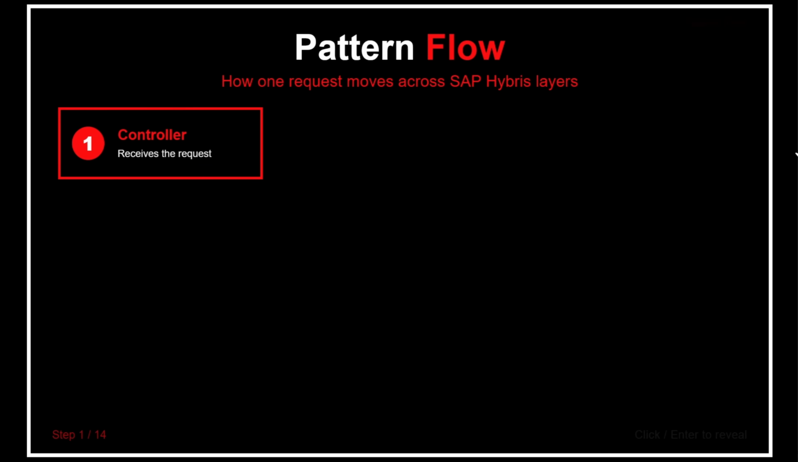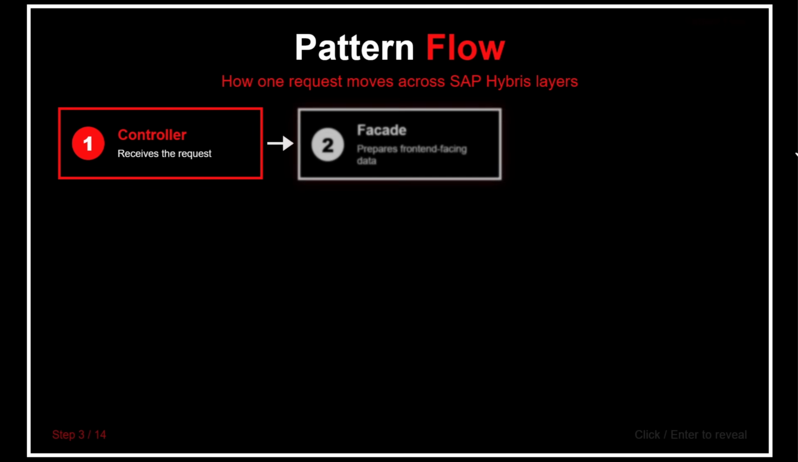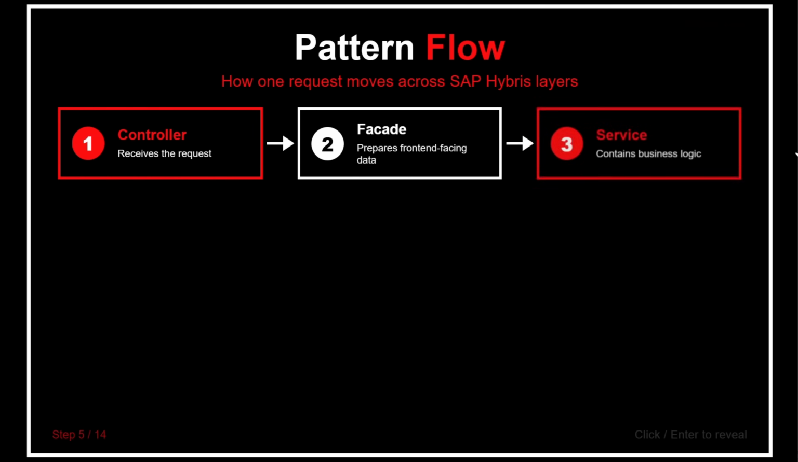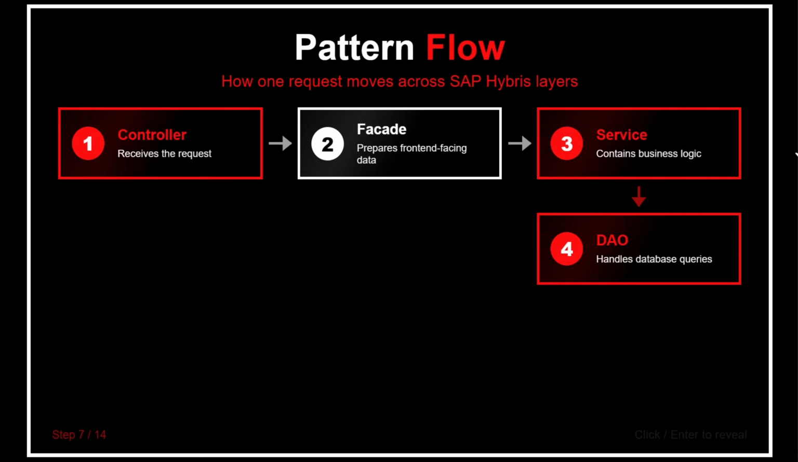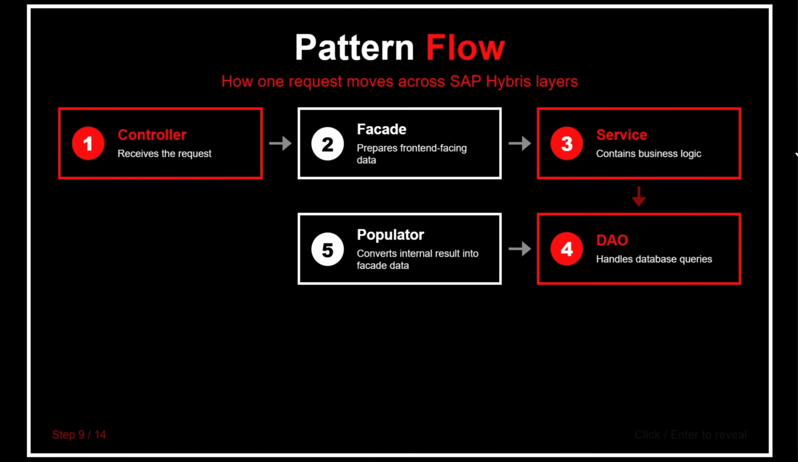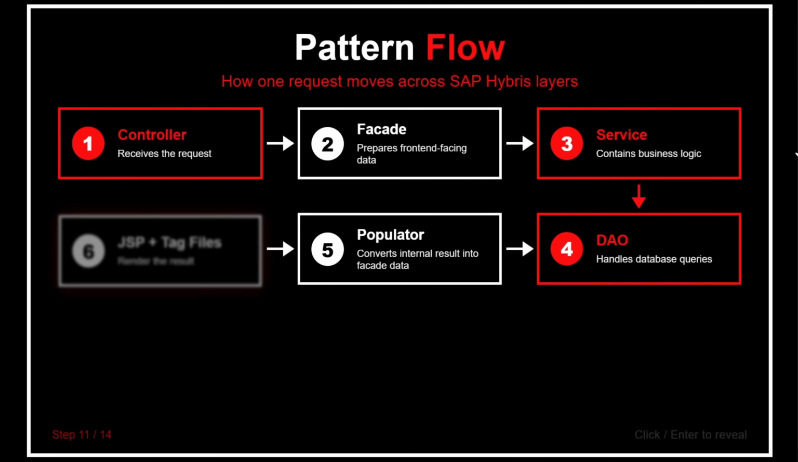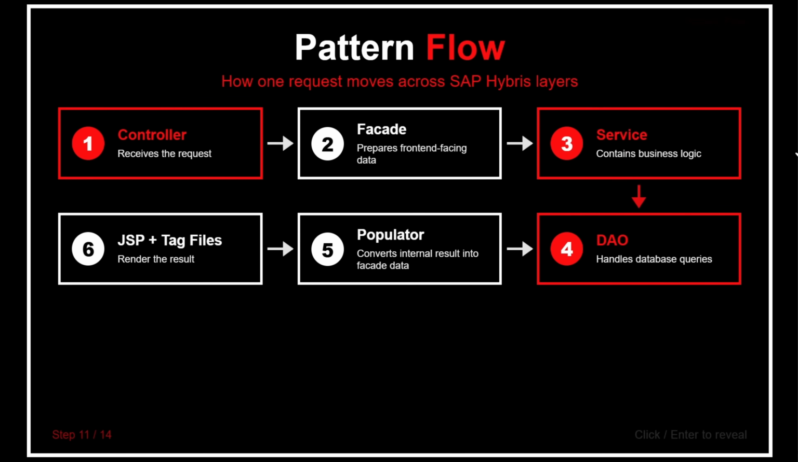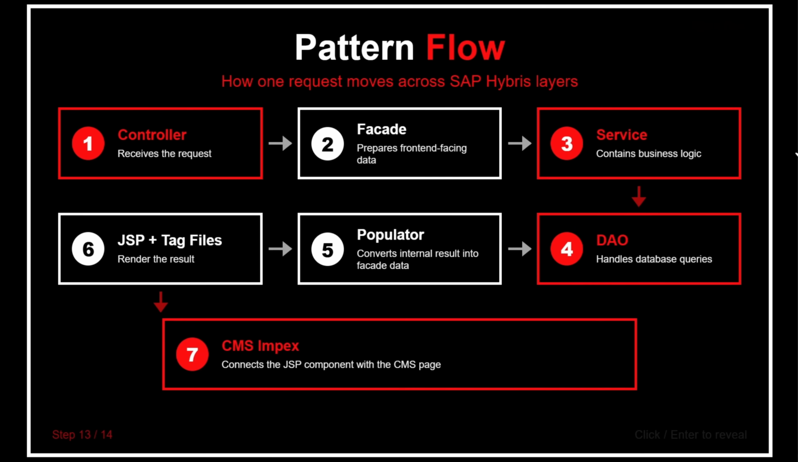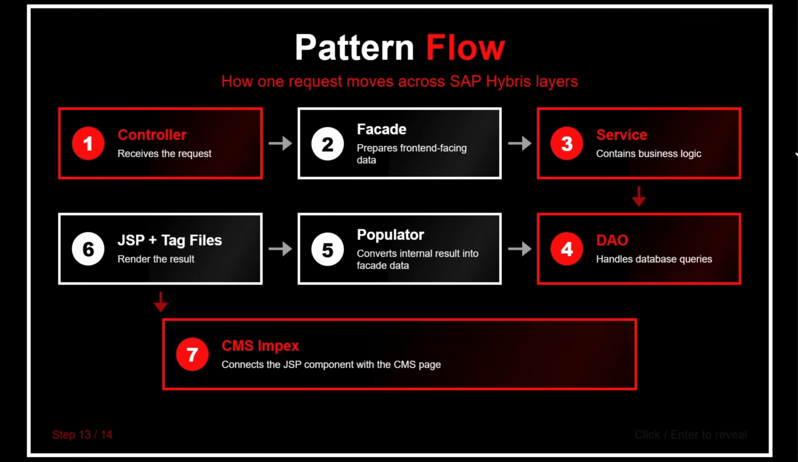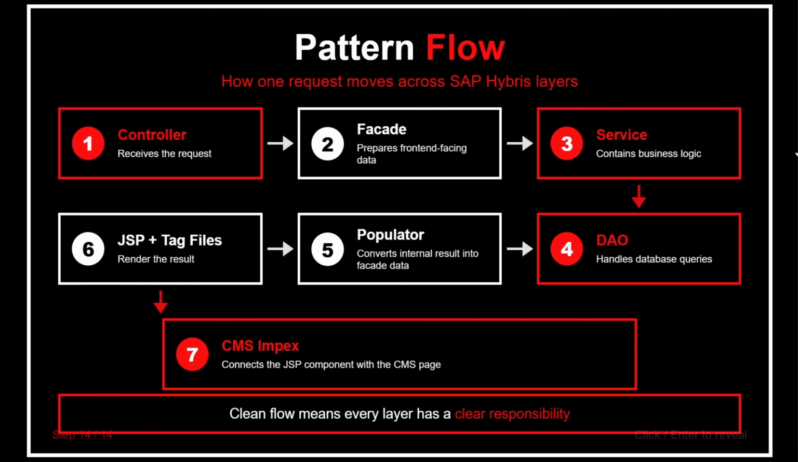And how will the pattern look? The controller will receive the request, the facade will prepare the front-end facing data, and the service will contain the business logic. The DAO will handle the database queries, and the populator will convert the internal result which we receive from the service layer into the facade data. JSP and tag files will render the result, and CMS Impex connects the JSP component with the CMS page.